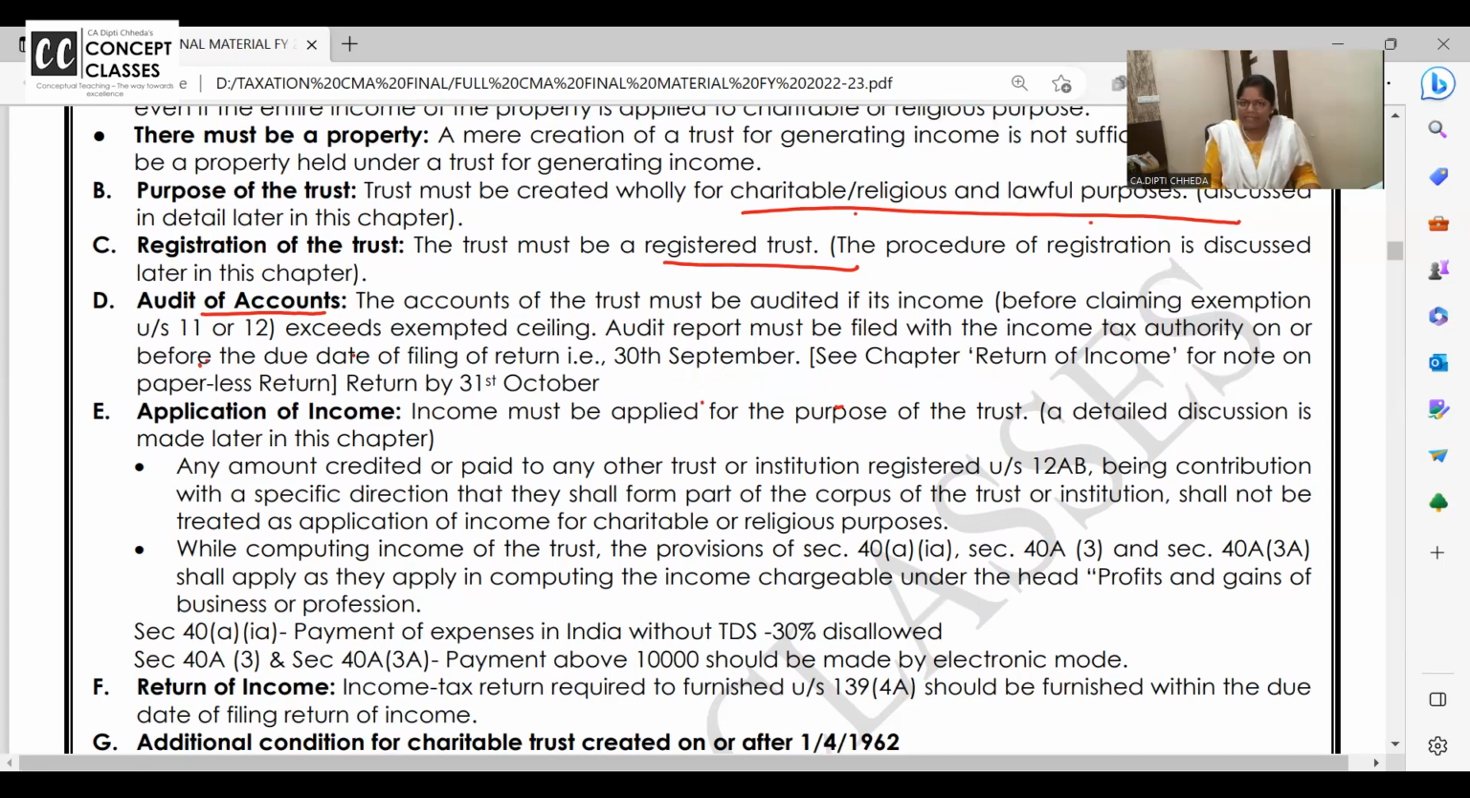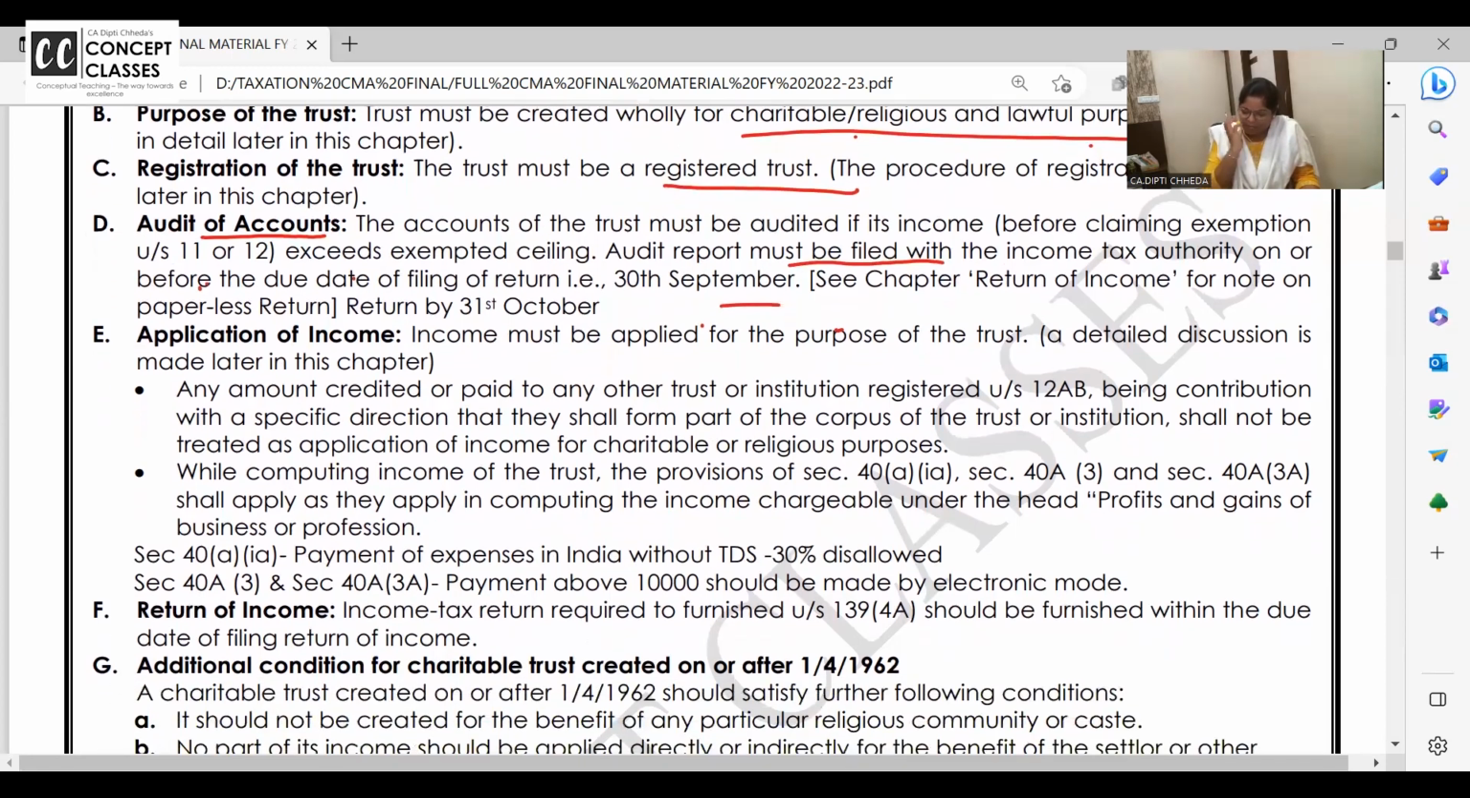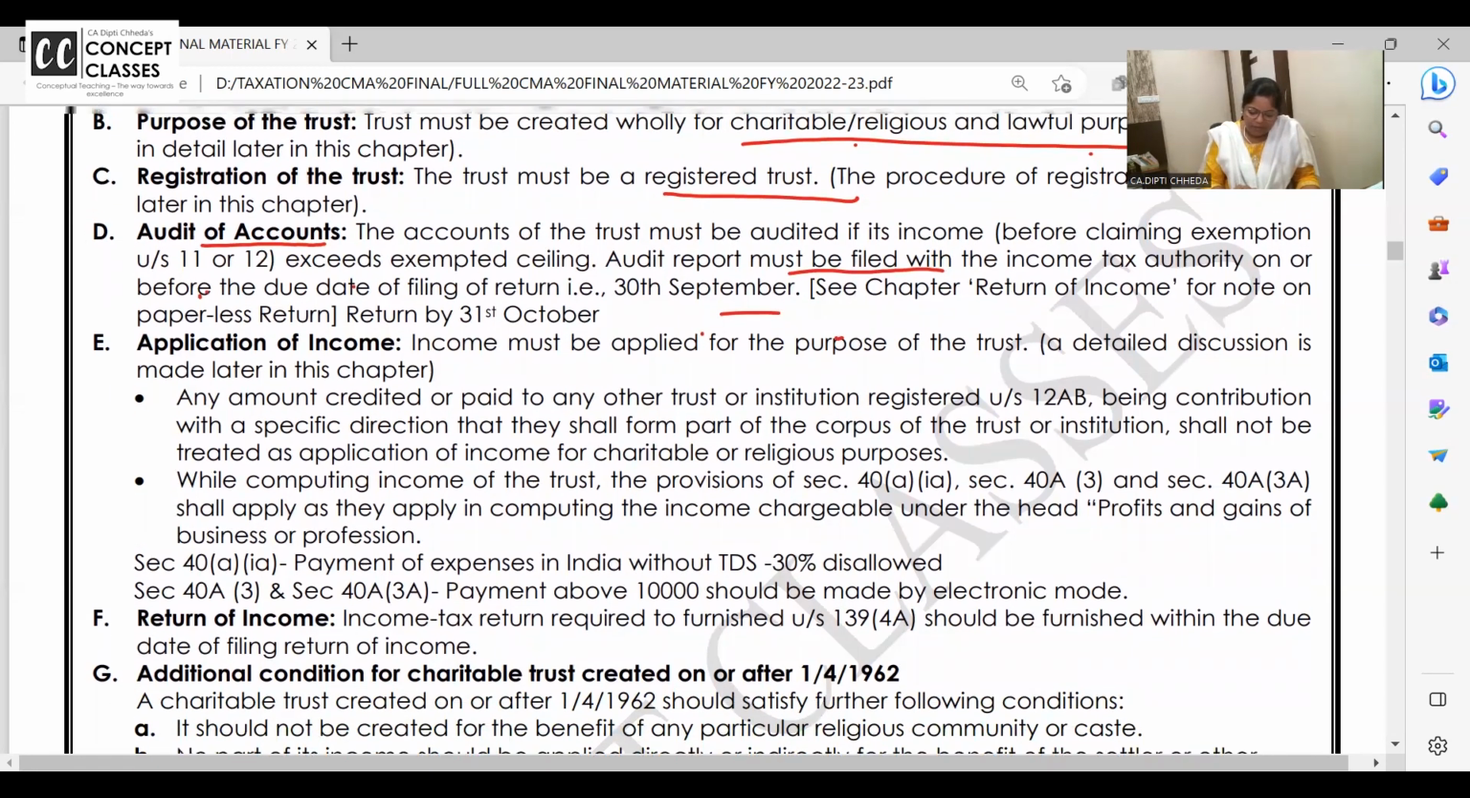Is my example clear? The trust's income is 5 lakh before exemption. After exemption, it's like peanuts, 40,000 and all. Do they need to file the return? Yes. Do they need to get the books of accounts audited by 30th September? Yes. And the last date of filing the return for a trust is 31st October.